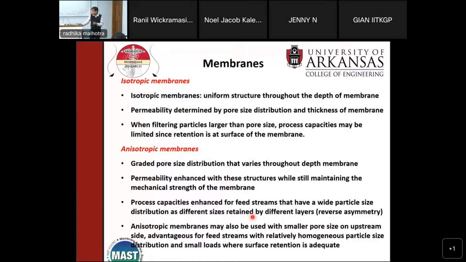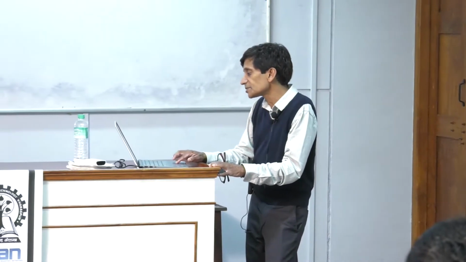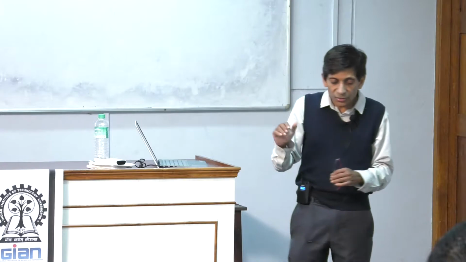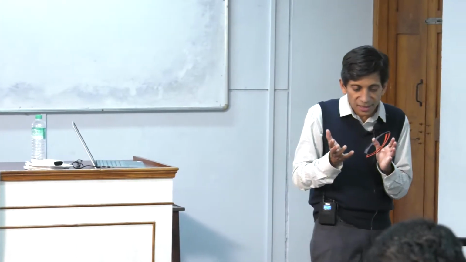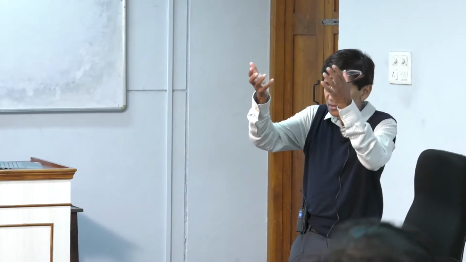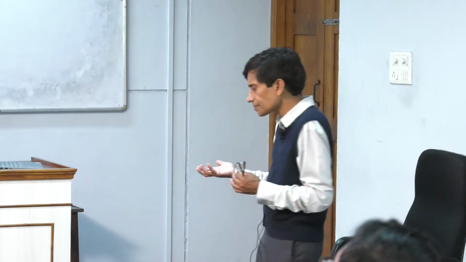Anisotropic membranes may also be used with the smaller pore size on the upstream side, an advantage for feed streams with a relatively homogeneous particle size distribution, and small loads where surface filtration is adequate. So, we talk about this reverse asymmetry, and that's particularly useful when you have a range of particle sizes, right? Because you can trap larger particles at the start and smaller particles later, and so it provides higher capacity.